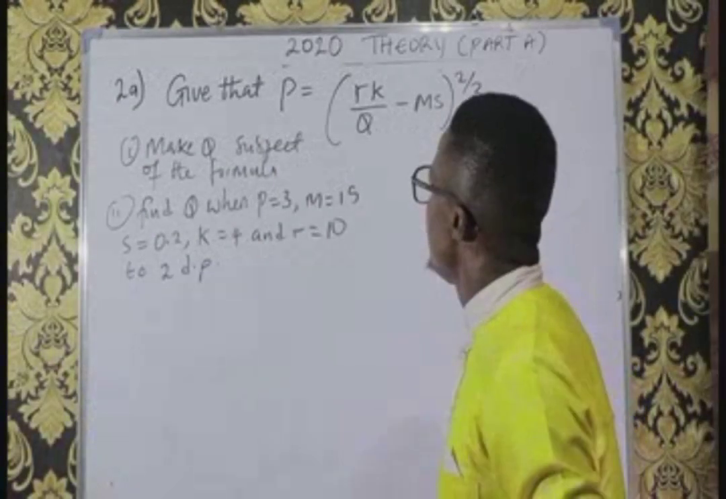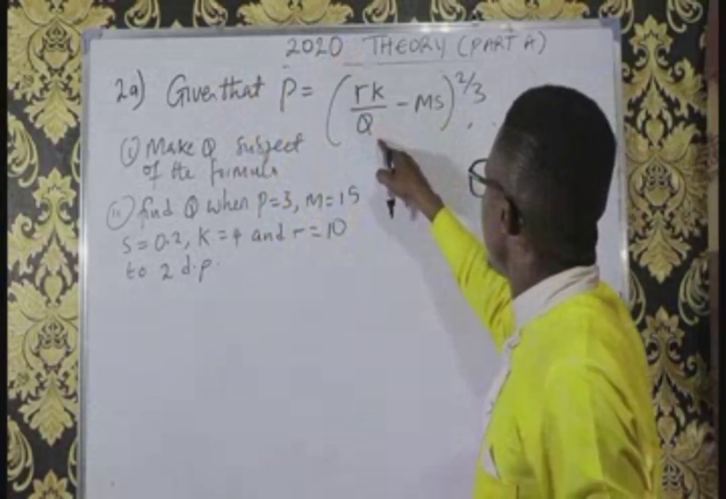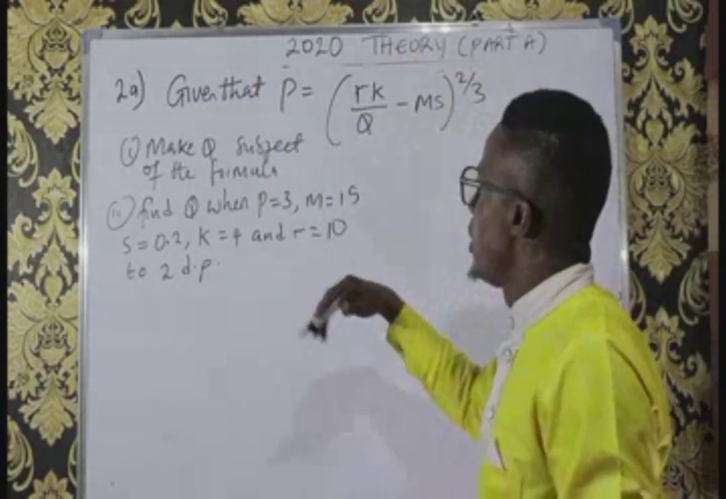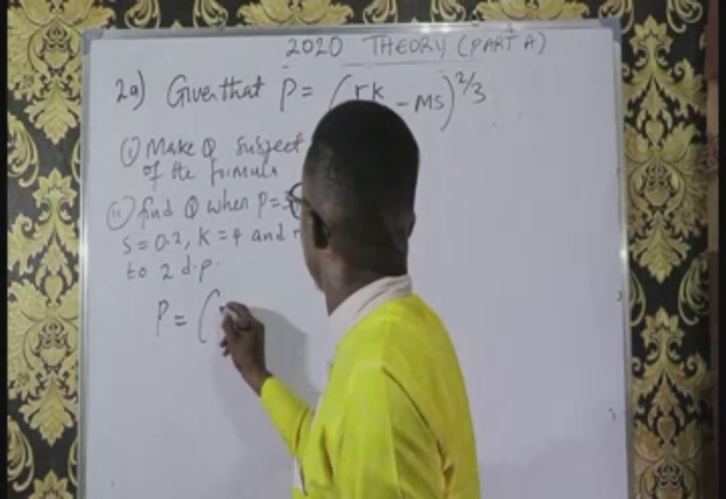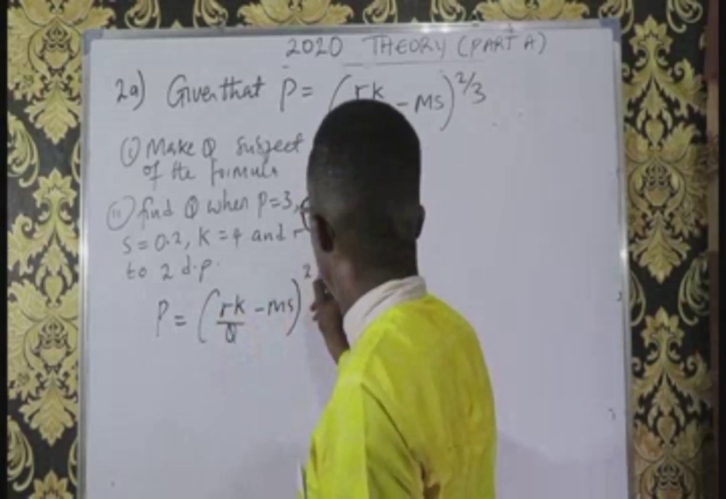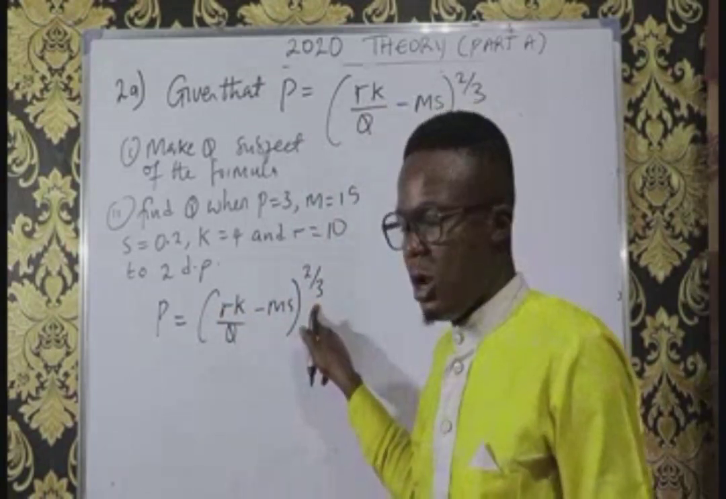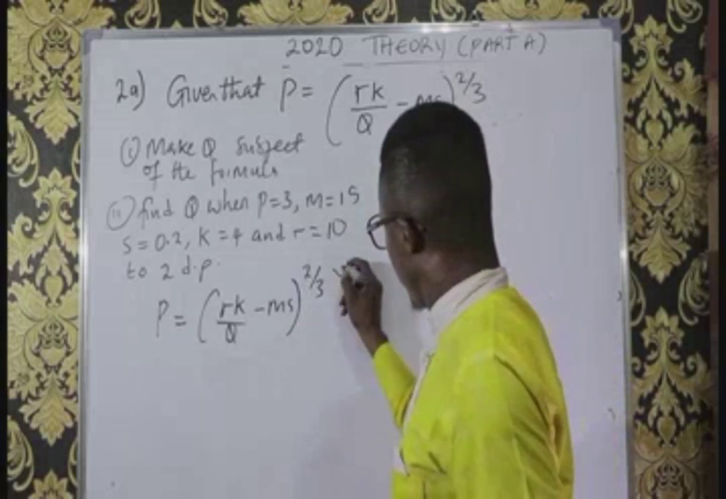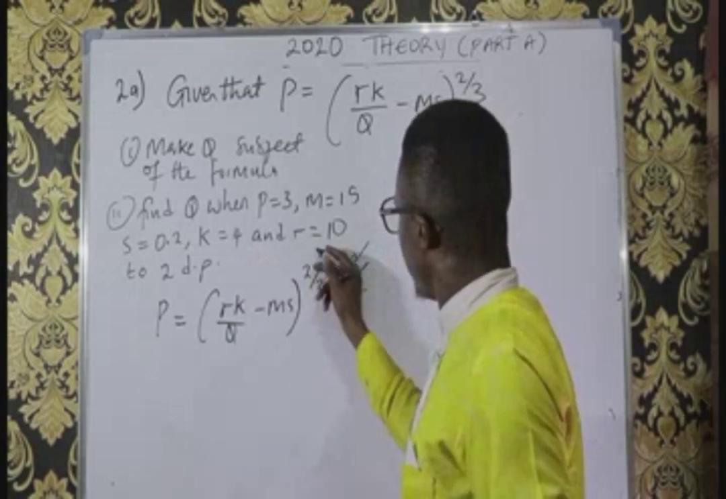In question number 2a, given that P is equal to RK over Q minus MS, all in a bracket, to the power of 2 over 3, we are asked to make Q the subject of the formula. You have P is equal to RK all over Q minus MS to the power of 2 over 3. To make Q the subject, we need to deal with this power. And since the power is 2 over 3, to make the power go away, you raise both sides to a power of 3 over 2. Just reverse it, so that 3 will cancel 3, 2 will cancel 2.